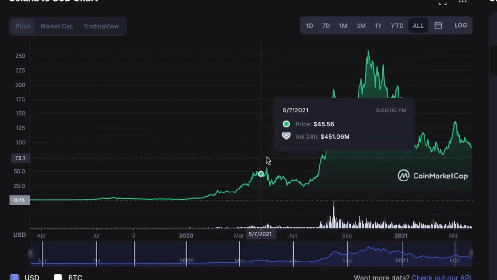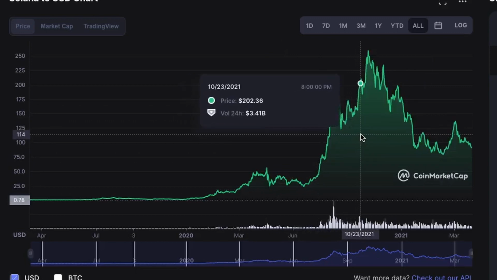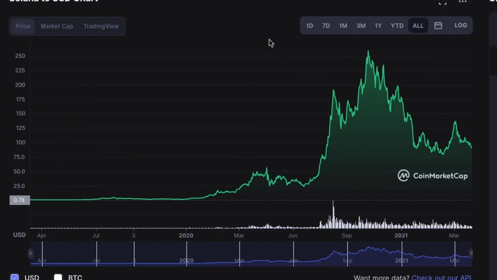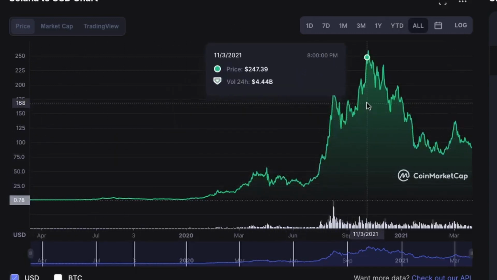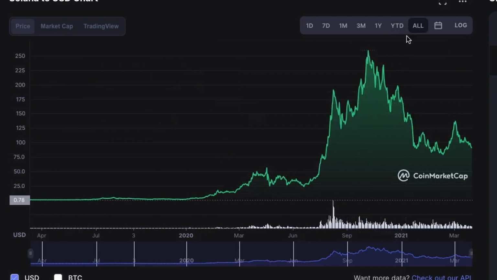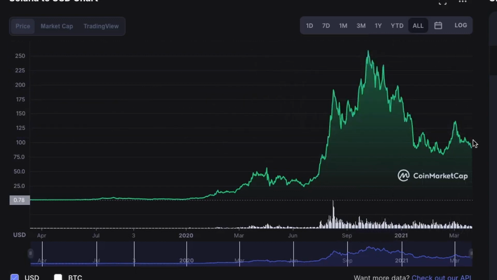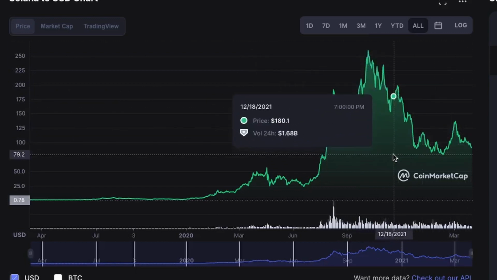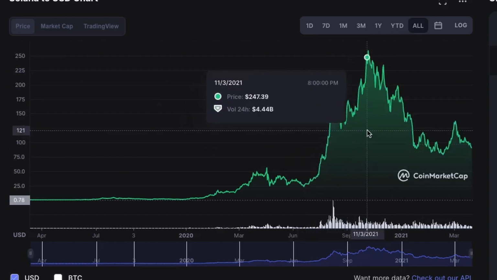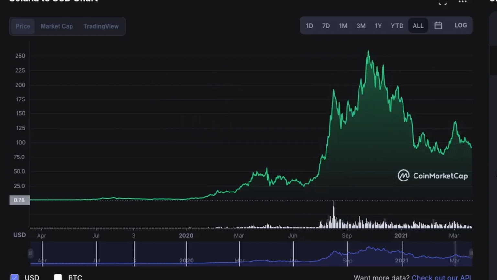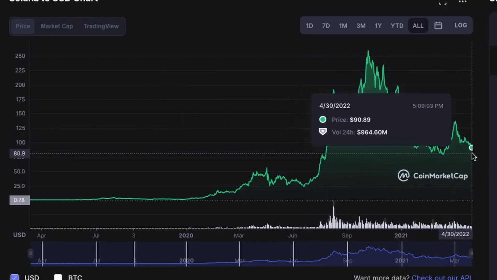The reason it's important to understand what all-time high is: let's say you got in at $247 and thought this thing was going to go to $500. Then right now you would be sitting at a massive loss. That's why it's very important to have an entry and an exit strategy, so that you can take profits along the way and then buy back into these bearish markets.